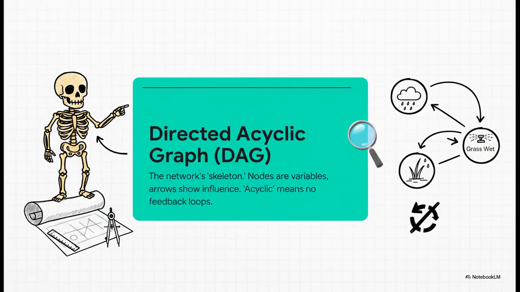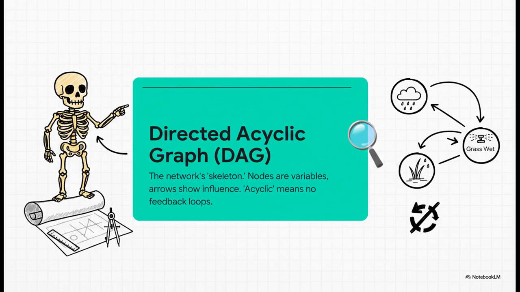So that structural layer, it's got a technical name: a directed acyclic graph, or just DAG. But the easiest way to think of it is as the skeleton, or the blueprint for the whole network. The nodes, those are the variables we care about, like rain or sprinkler or wet grass. The arrows, we call them edges. They show direct influence. Rain causes the grass to be wet. And that word acyclic, it's just a fancy way of saying an effect can't loop back and cause itself.